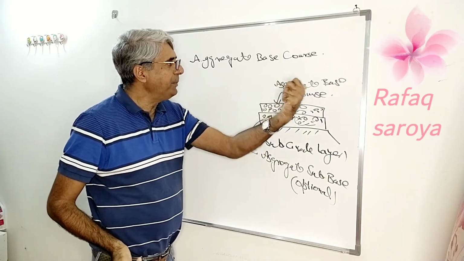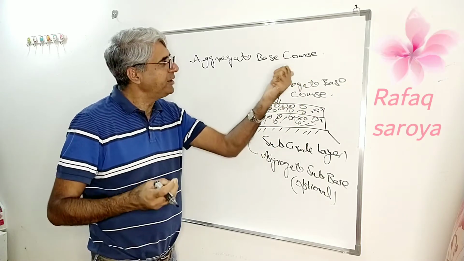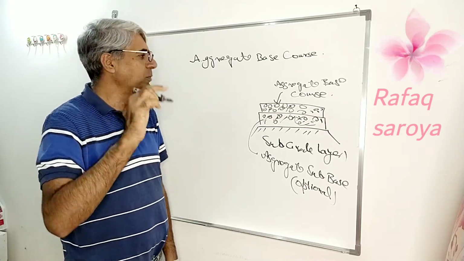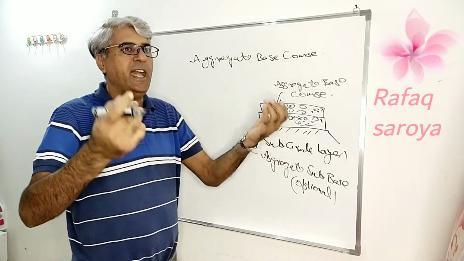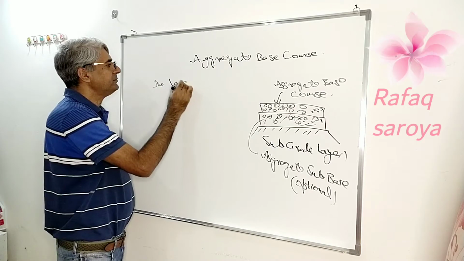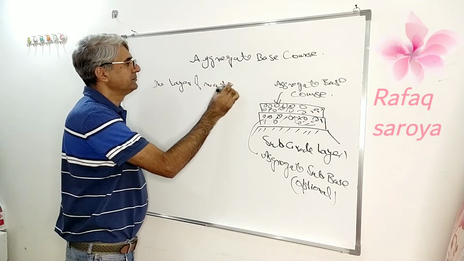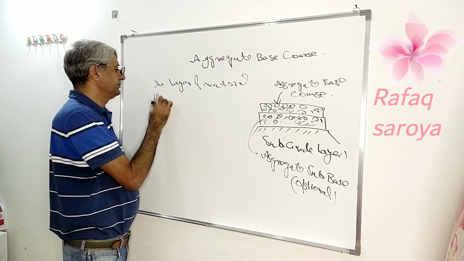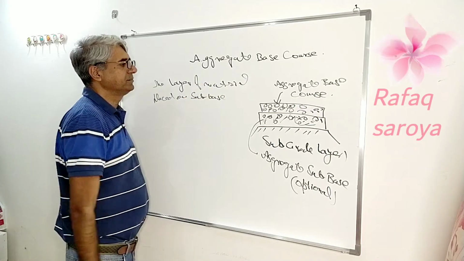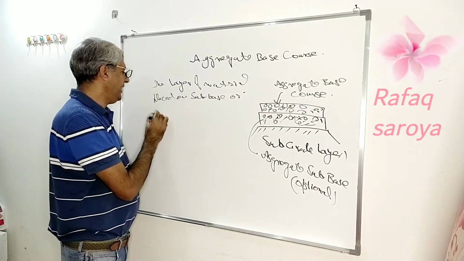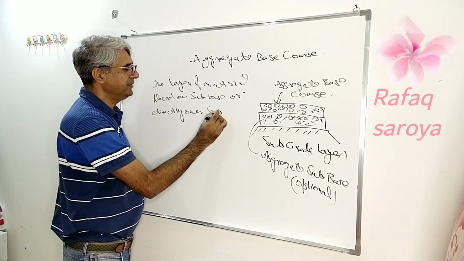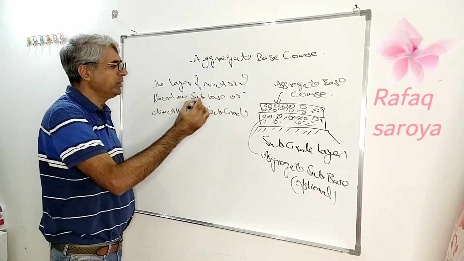And then this top layer, which is a very fundamental and very important part of the flexible pavement, that is our aggregate base course. So from here, I want to tell you one thing, that if someone asks you what is aggregate base course, then you will have to say that it is the layer of material placed on subbase or directly over subgrade. You know, I have used this word directly over the subgrade.